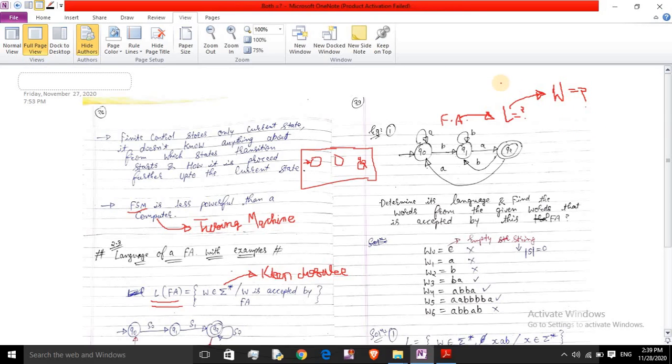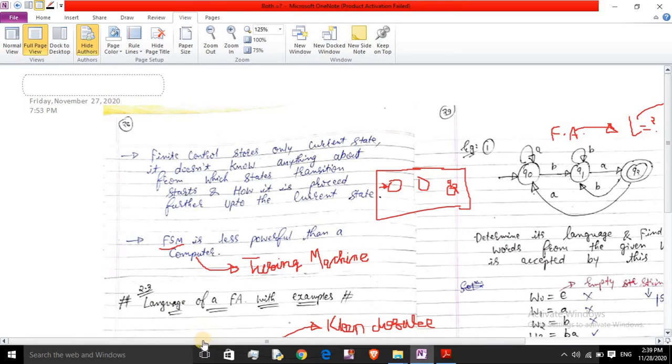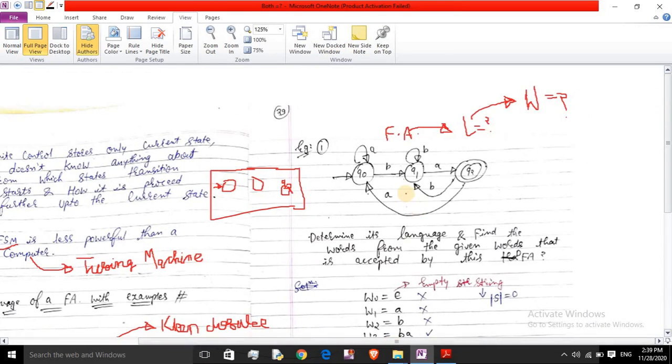Okay, now look at here. Let me zoom here. Now look at how we will determine it. Look at how we are reaching the final state. Now look at this part. Look only at those transitions which take us to our final state. This is the final state of this question.